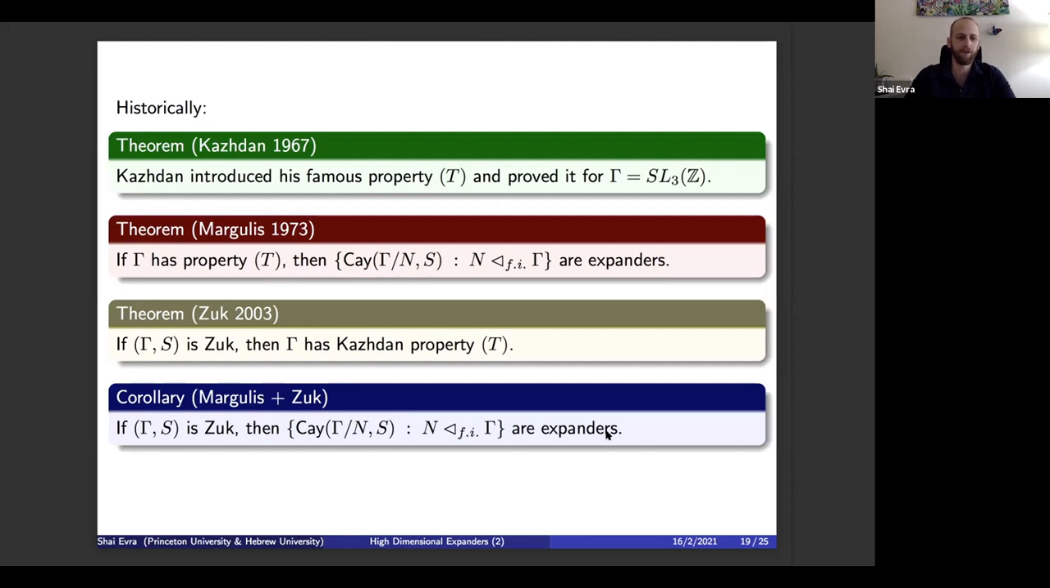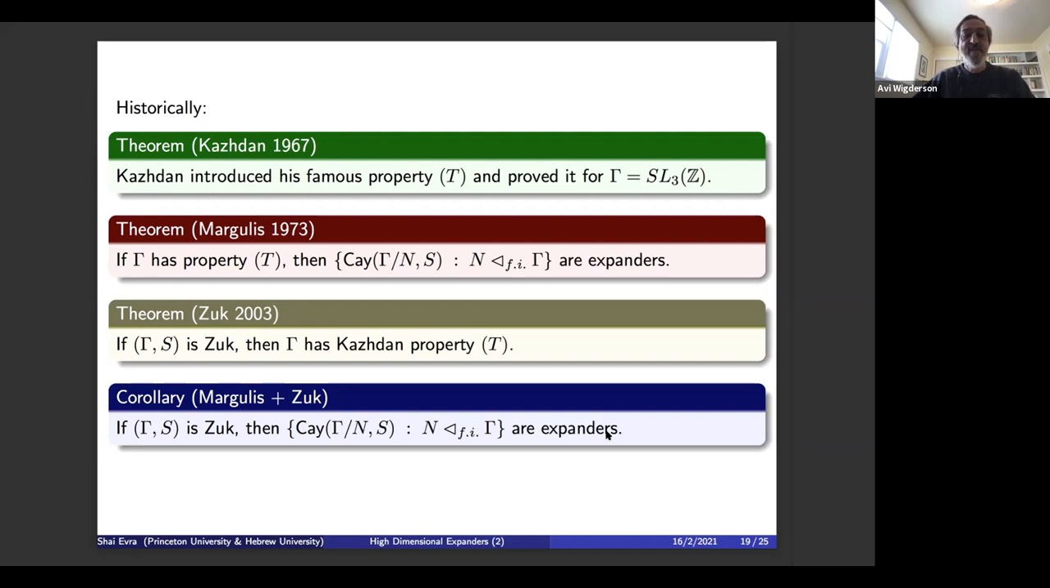And so you can say that the conclusion of Oppenheim's theorem is a combination of Margulis and Zhuk. Fine. Yeah, I think that Oppenheim's result is extremely important because, even though the proof is the same, it generalized this to high dimensional expanders, and this is really useful for the different random walks that are defined on high dimensional expanders. So I have no complaints to Oppenheim.